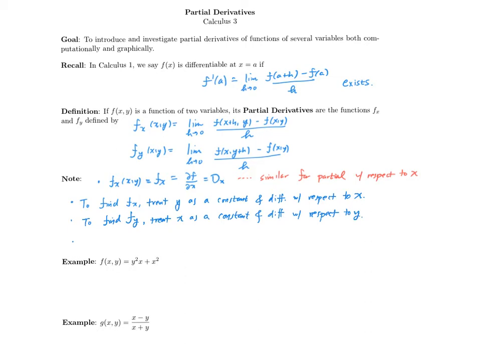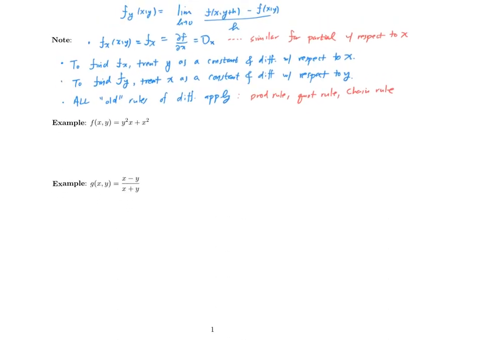And before diving into our two examples, I also want to note that all of our old rules of differentiation apply. What I'm getting at here is that all of these things we've spent so much time working on in the past, we're going to be able to reuse. Things like the product rule, quotient rule, chain rule, even implicit differentiation.